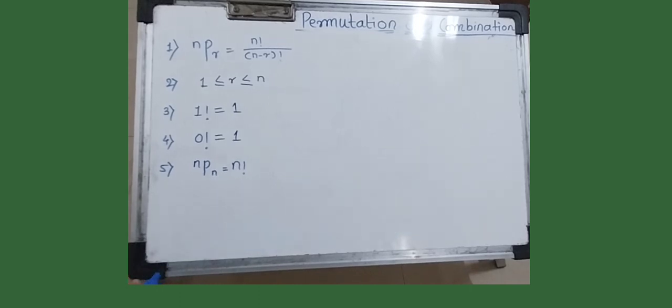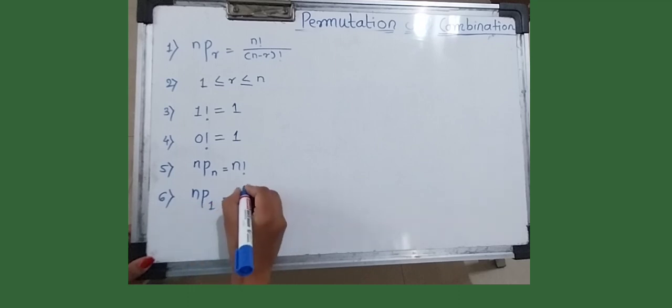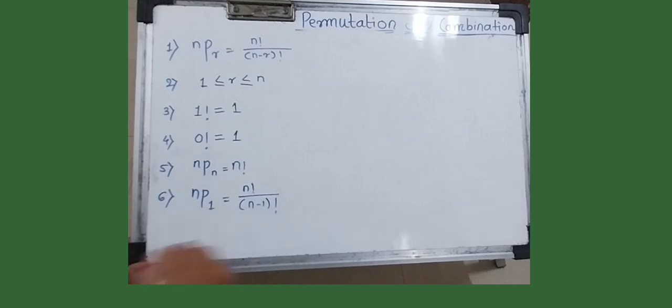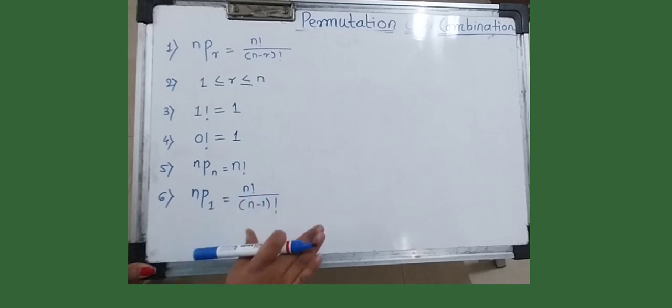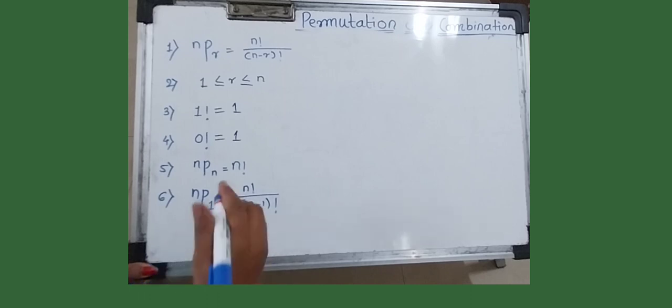Next identity is, last identity is nP1. Put it into the formula: n factorial upon (n minus 1) factorial. See, this is n factorial and this is n minus 1. Something is subtracted from this number, so definitely this is the large number and this is the small number.